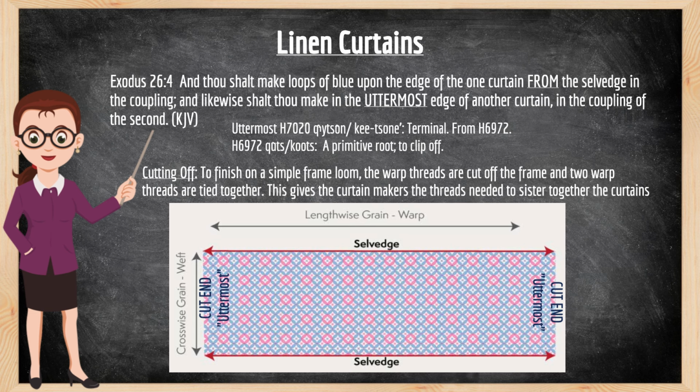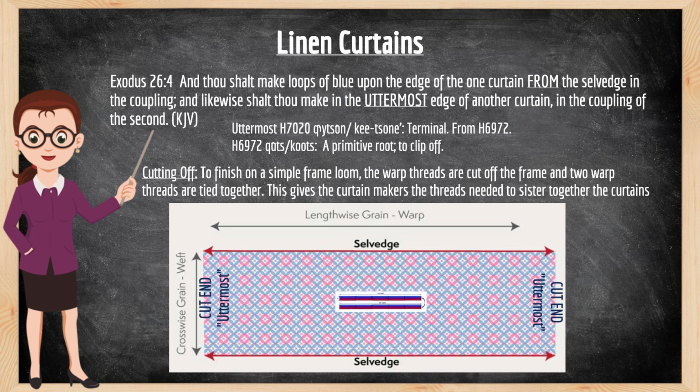So the cutting off is when we finish on a simple frame loom, the longer warped edges are cut, and then they're tied together to keep everything from unraveling. So the instructions are actually pointing us to make the sister loops on the short edge where the fabric will be cut off of the loom. Thus, the curtains are attached at the looped ends, just as the scripture states.